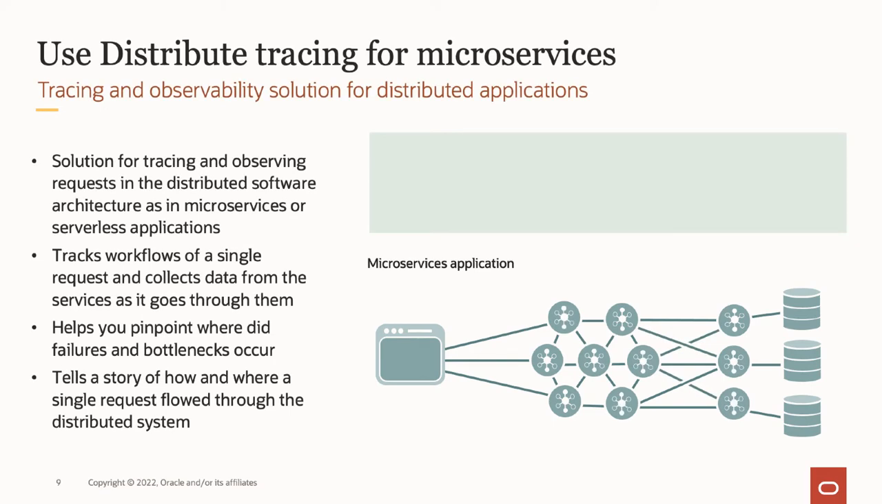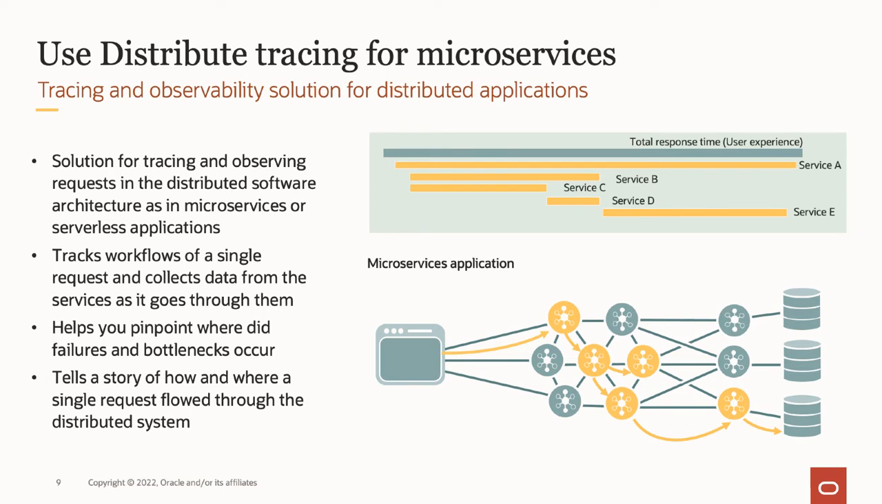This is where distributed tracing plays an important role. Distributed tracing is a solution for tracing requests in a distributed software architecture. It tracks the workflow of a single request and collects data from the services as the request goes downstream. It basically tells you a story of how the request flows through your distributed system and what experience it had by going through it.